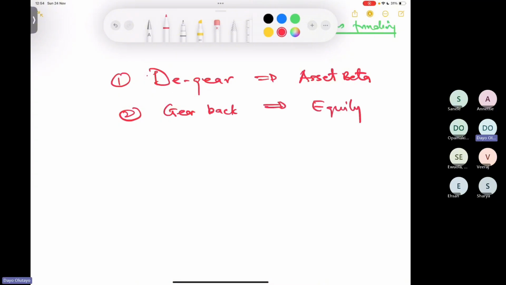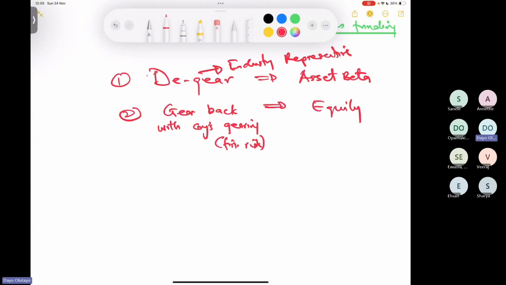So you degear the industry representative that you have used. Then you gear back with your own company's gearing. That means you're adding your financial risk to the asset beta that you have, and that gives you the equity beta. And that is just the understanding you need to have.